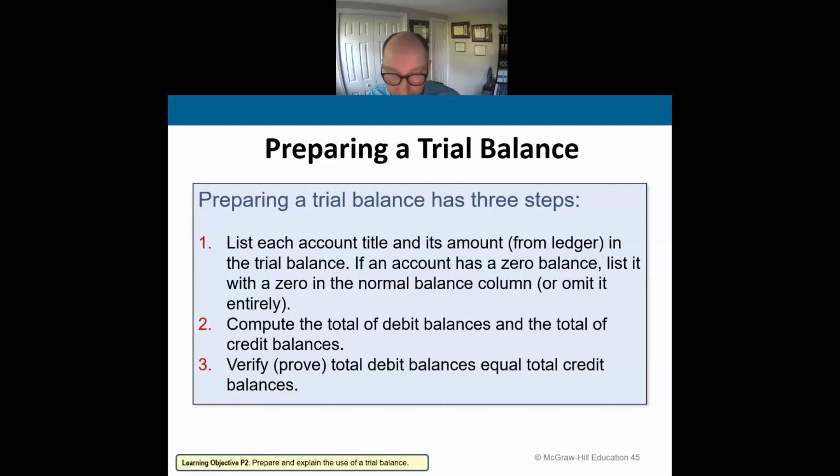Happens once in a while, it's part of life. Once in a while we screw things up. That's okay, just fix it. How do you fix it? We make adjusting entries. We'll talk about that.